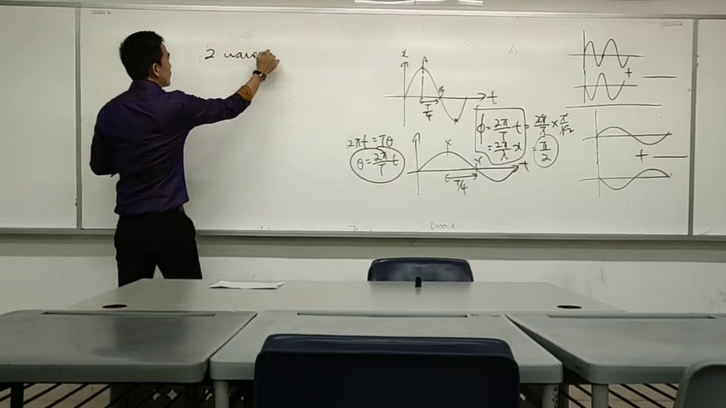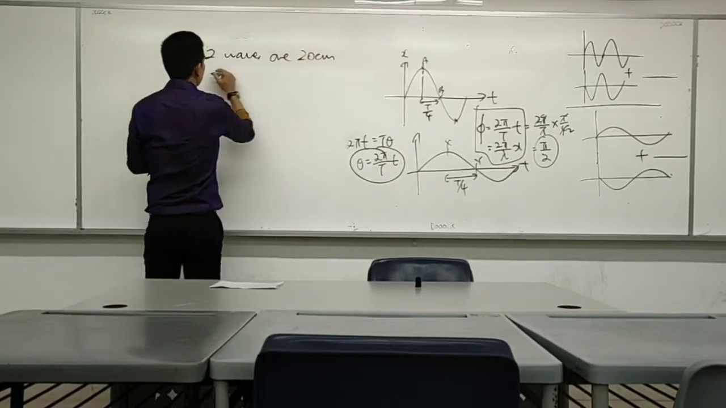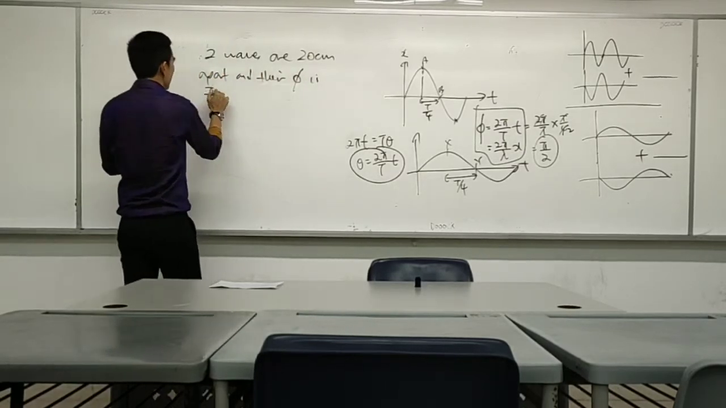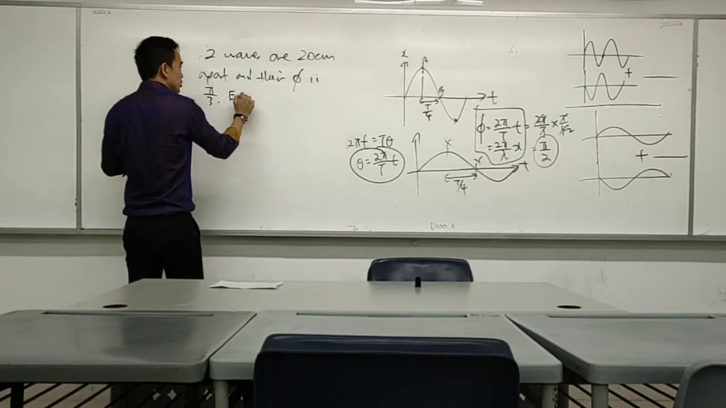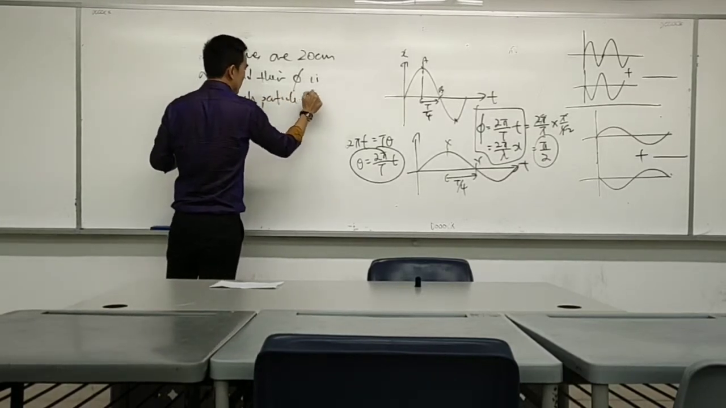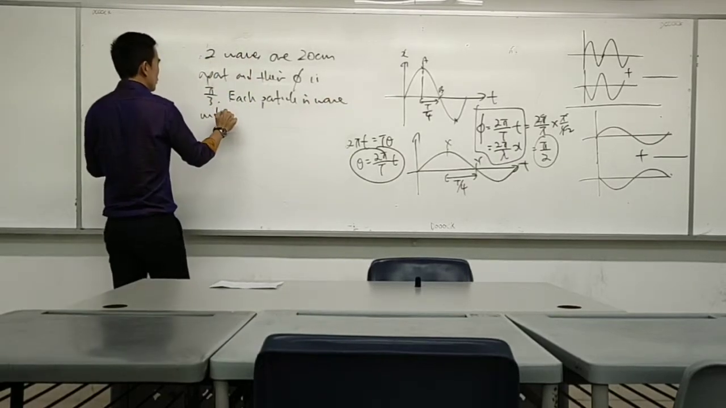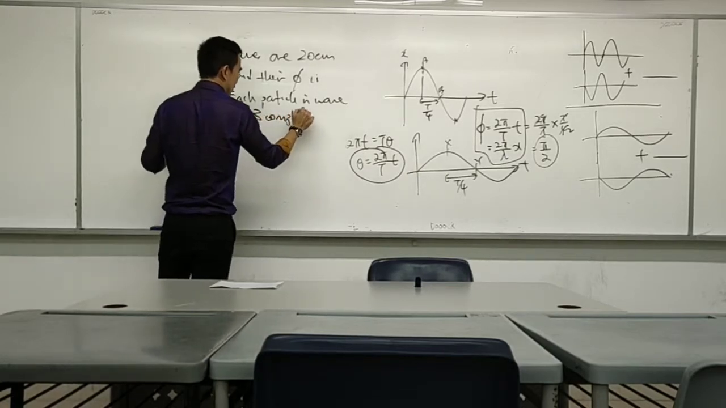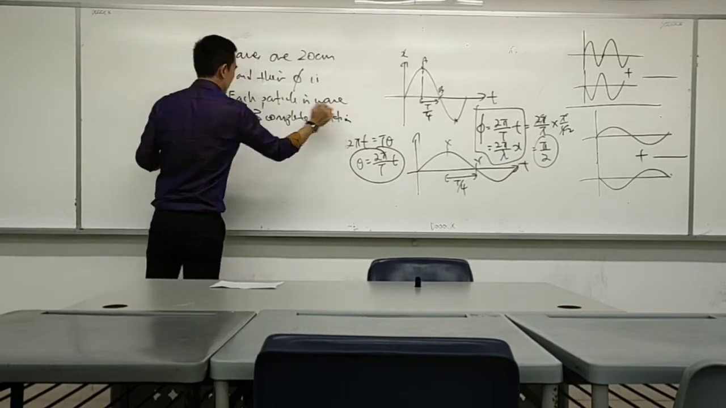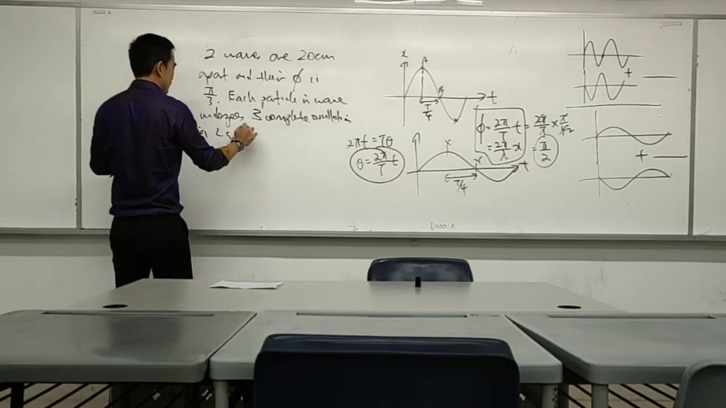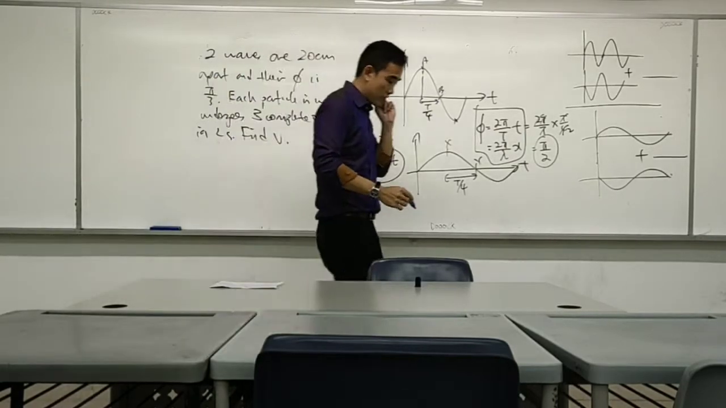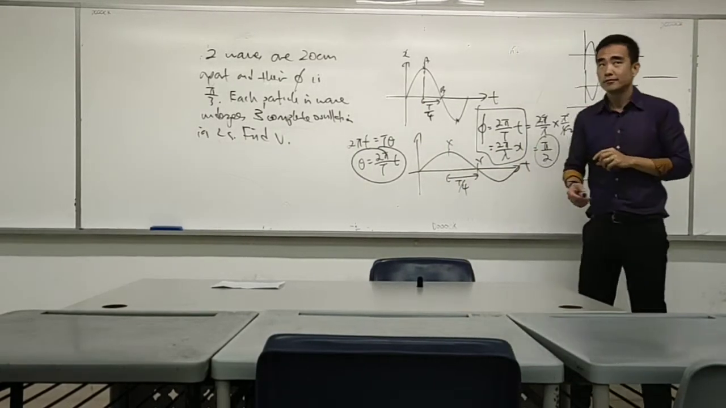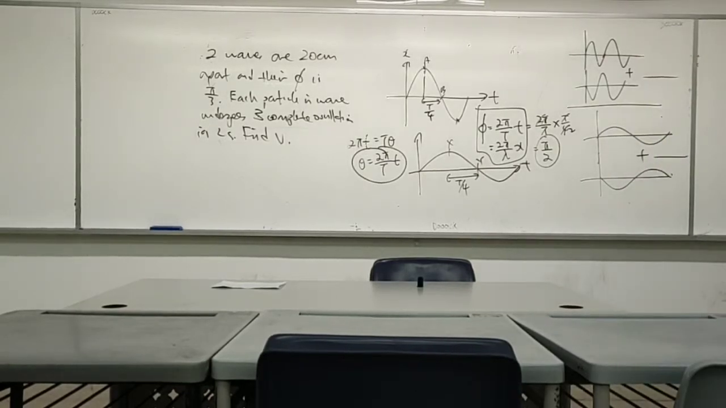Two waves are 20 centimeters apart and their phase difference is pi upon 3. Each particle in the wave undergoes 3 complete oscillations in 2 seconds. Find the speed of the wave. We'll give it a try. See whether you can apply this formula and the formula that you have been taught in Sec 4 to find the speed of the wave.